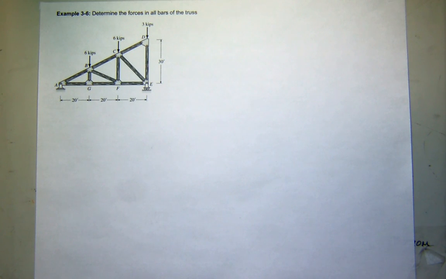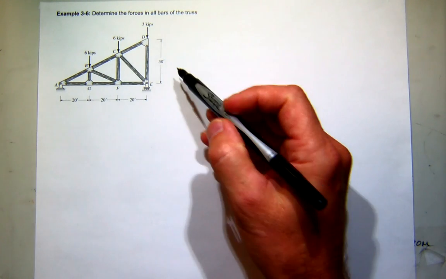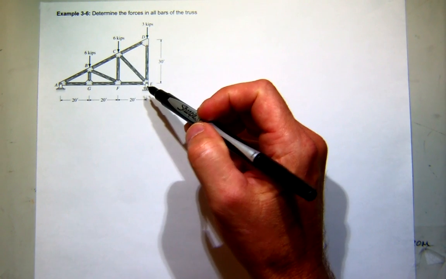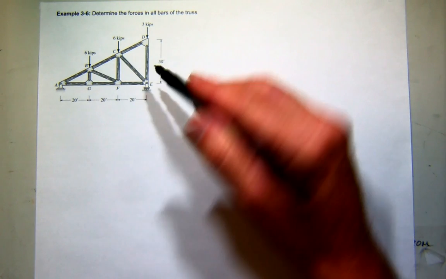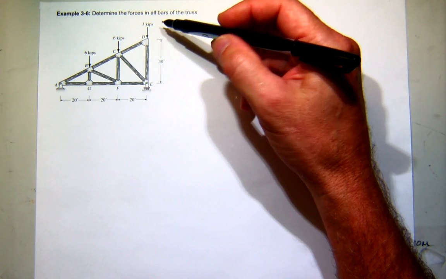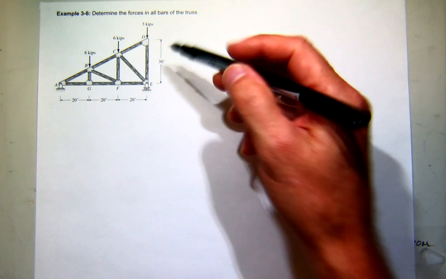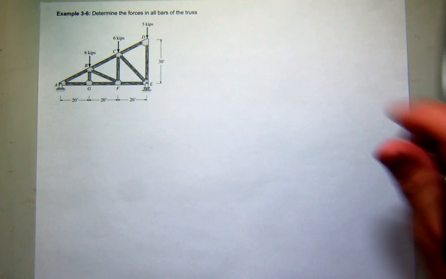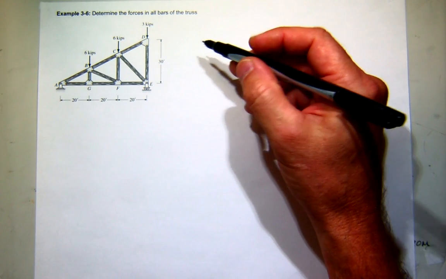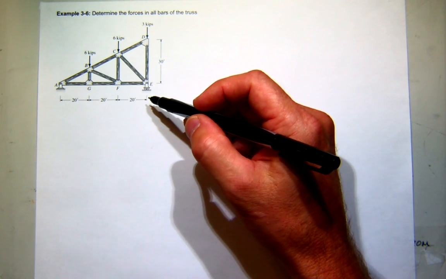Okay, so in this problem we have a truss. You can see all the dimensions. Each of the spans are 20. It has a height here of 30. And we want all the forces in the truss. So we're going to use this as an opportunity to try all of our different techniques: zero force members, method of joints, method of sections.